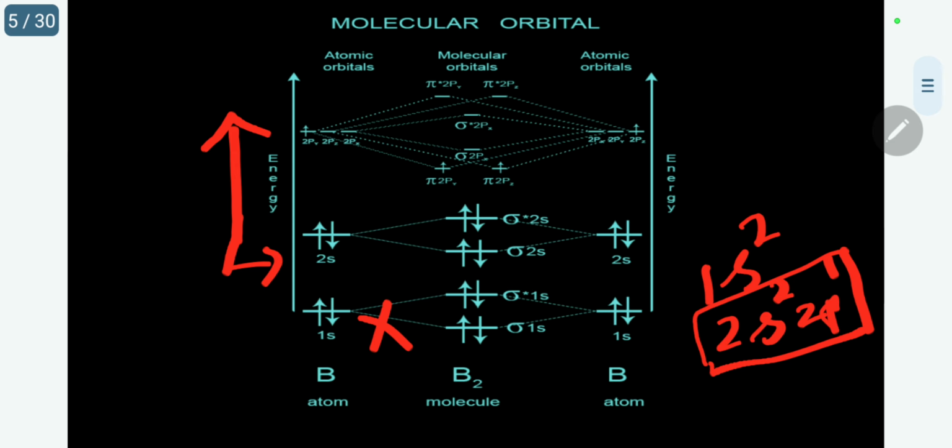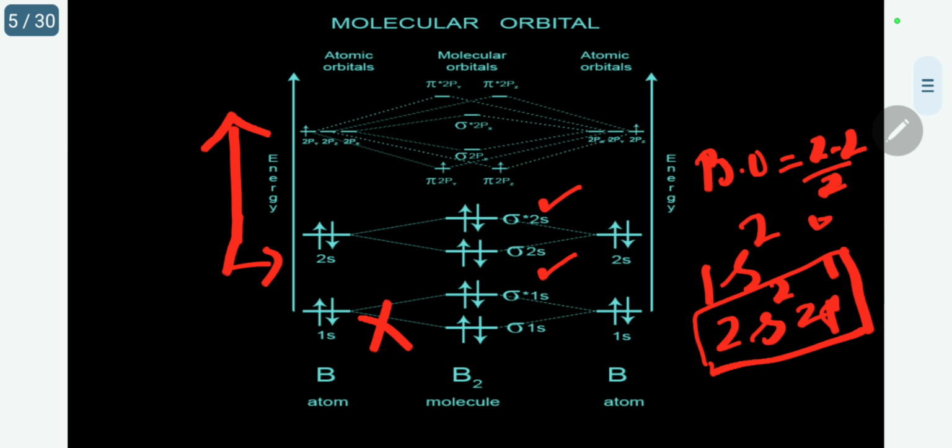So what will happen now? I already told you the s orbitals combined give 2 s molecular orbitals, p orbitals combined give 2 p molecular orbitals, like that. So now when you come to 2s, you have sigma 2s and sigma star 2s. Bonding is low energy, anti-bonding is high energy. So 2 electrons on one boron atom, another 2 electrons, so totally 4. Bonding 2 and anti-bonding 2. So the bond order in this case is 2 minus 2 divided by 2, it is 0.